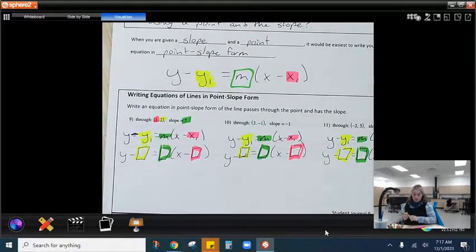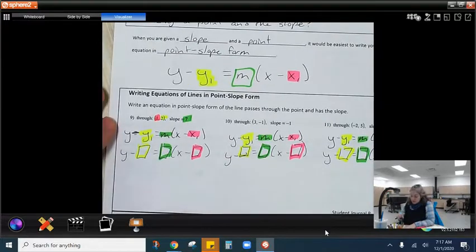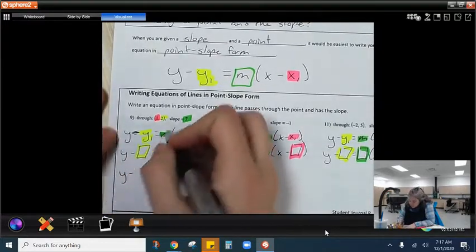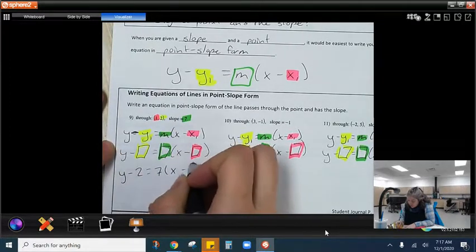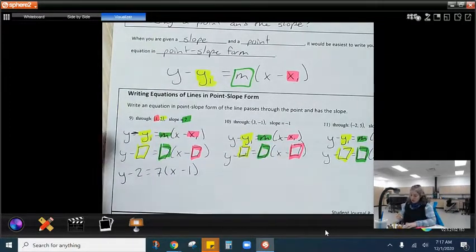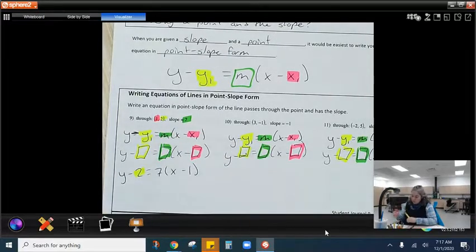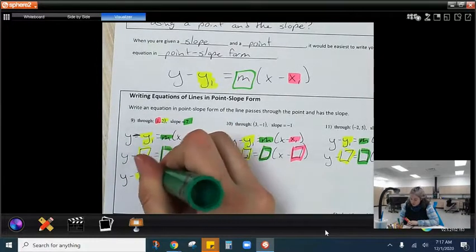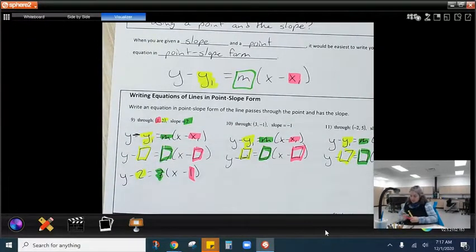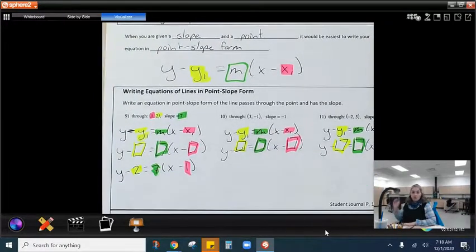So now that I've color-coded them, I can actually fill them into my 3 blank boxes here, right? So I'm going to write down y minus 2 equals 7 parentheses x minus 1. All right, and that's all I am doing. So there's my y coordinate, my x coordinate, and my slope, nicely color-coded. And that's all this part said, was just to write it in point-slope form, right? I'm just plugging in my numbers. That's all we're doing for this first one.